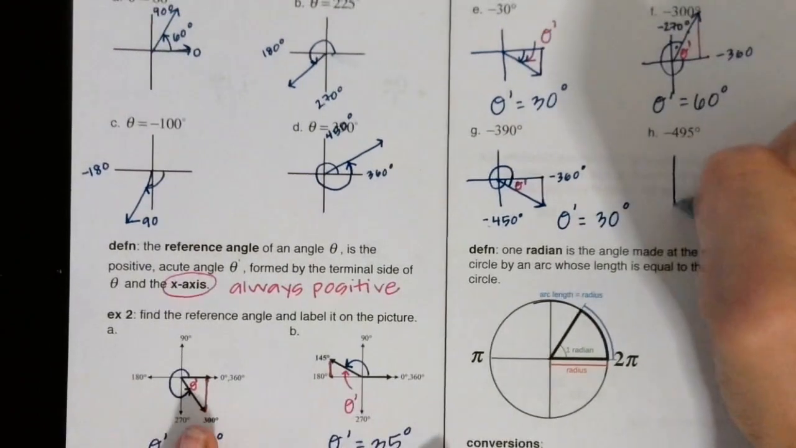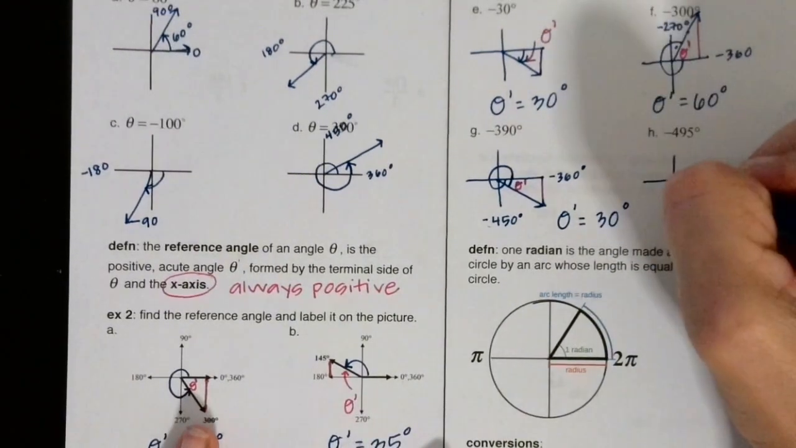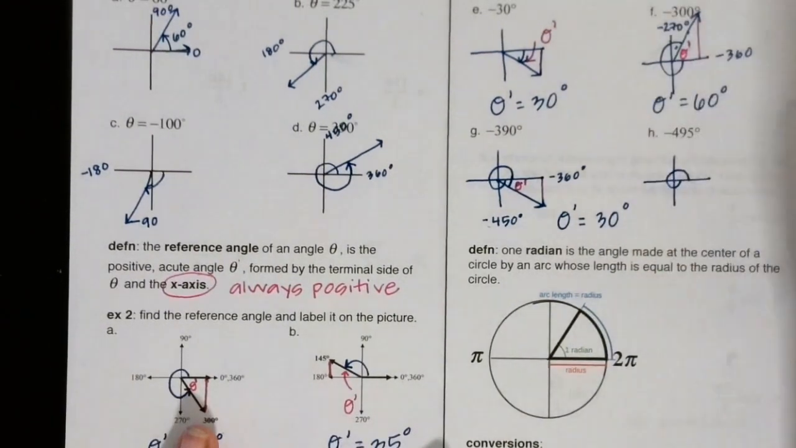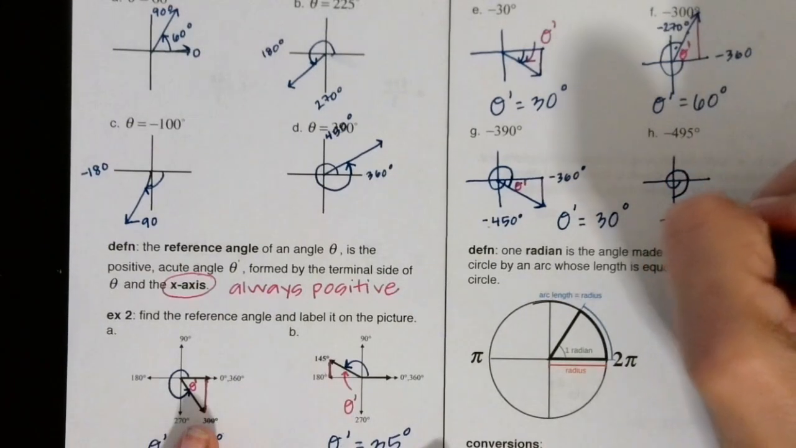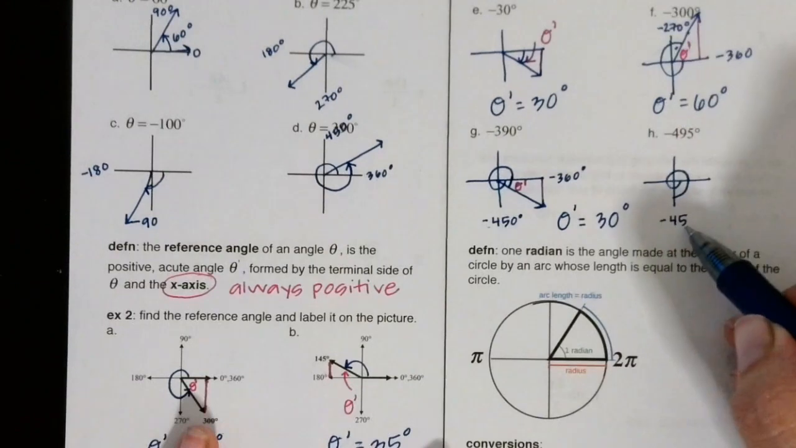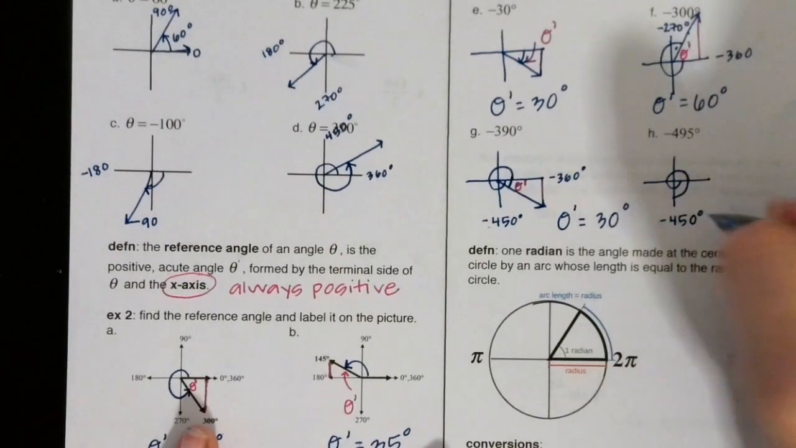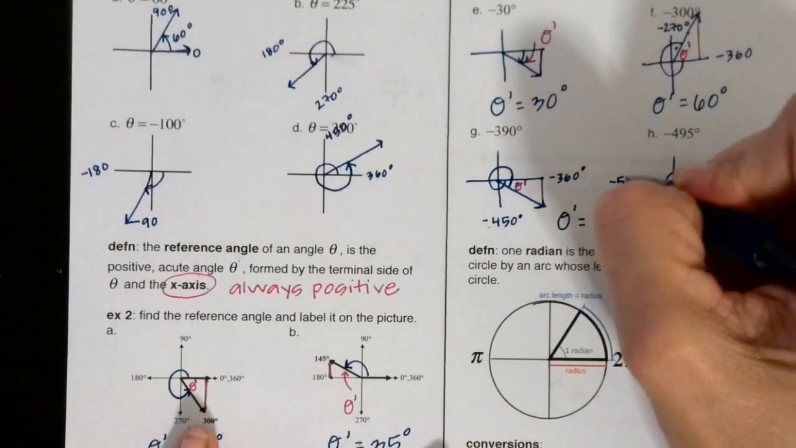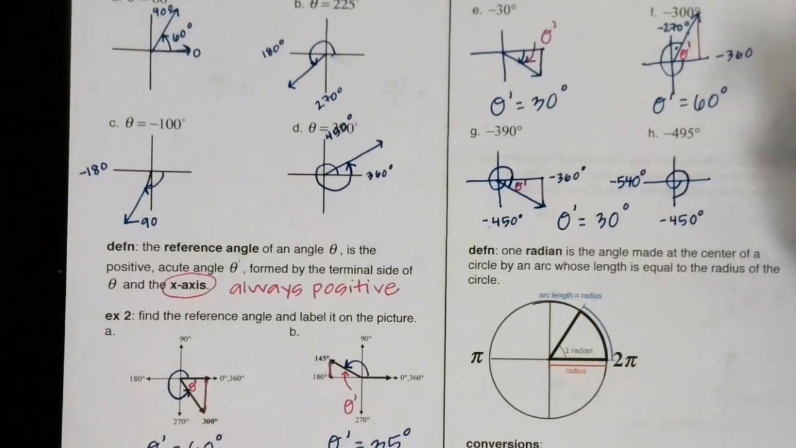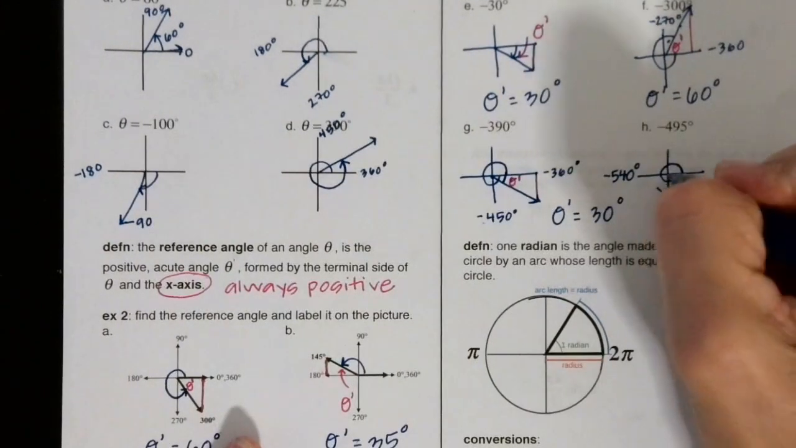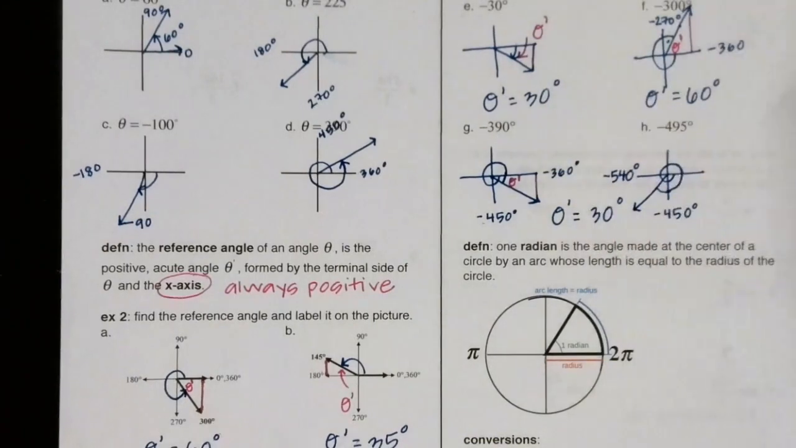Negative 495. Okay. Negative 360, right? And negative 450. Or negative 45, add the 0, and then the next one is negative 54, add the 0. So how much past 450 is this? It looks like it's going to bisect. And these ones are rigged.